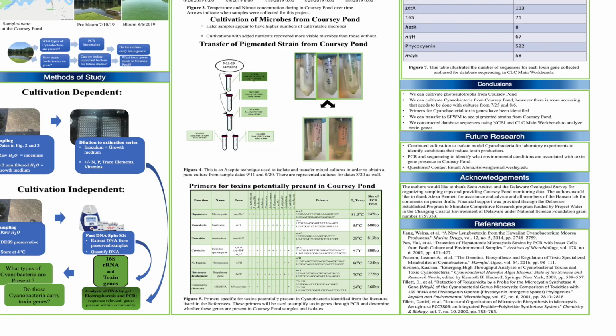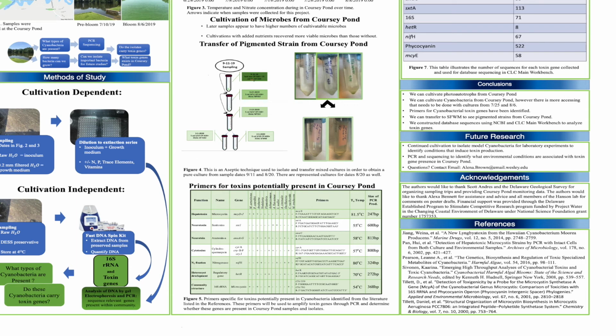In conclusion, we know that we can cultivate cyanobacteria strains. These strains can be transferred to synthetic freshwater media. I have identified useful primer sets for toxin genes and cyanobacterial marker genes for PCR. I have constructed databases to analyze any sequences from PCR to see if the strains are unique to Delaware or related to any other blooms that are in the region.